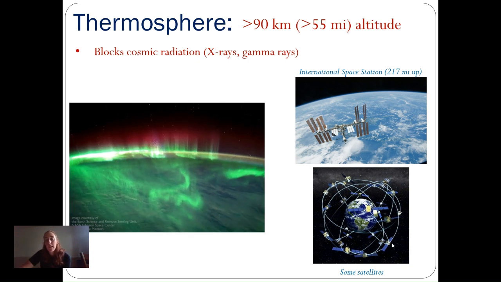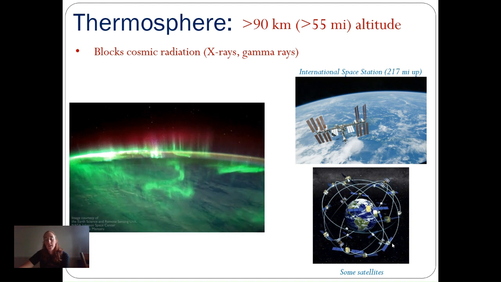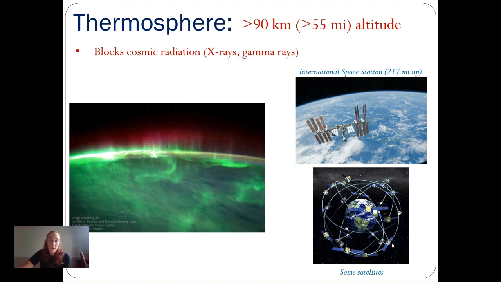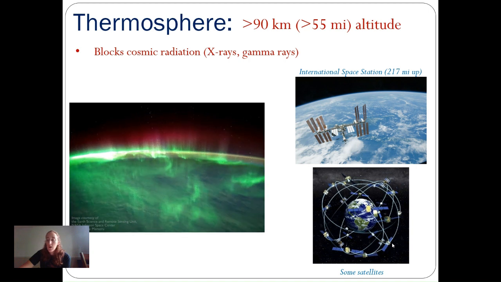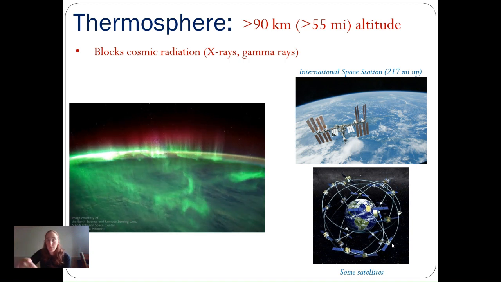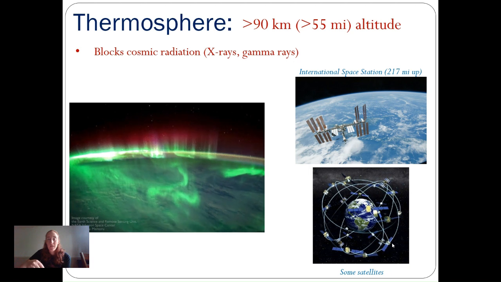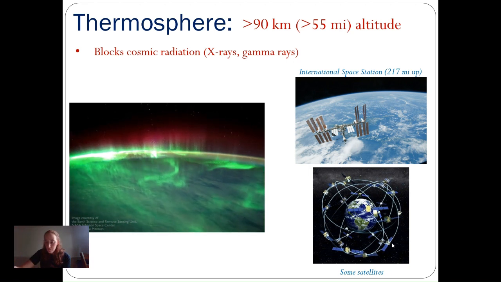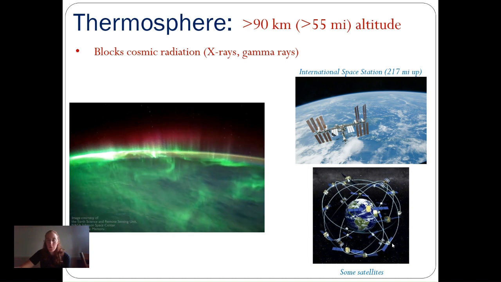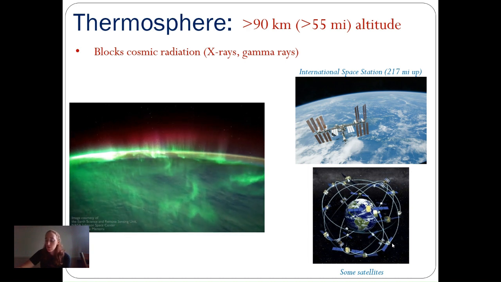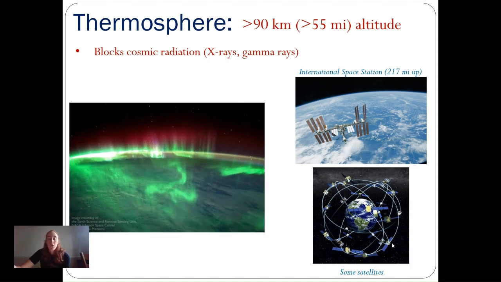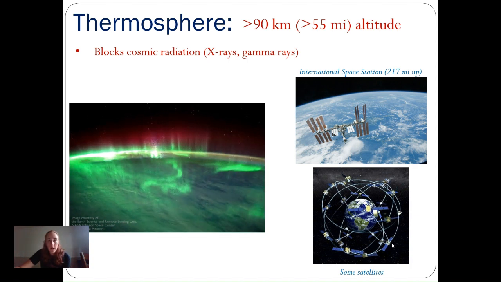And part of the reason, again, is that Earth is constantly being bombarded by radiation from the sun every minute of every day, and our thermosphere absorbs some of that radiation. If this is confusing to you, I will talk about this in the next set of lectures to help clarify what I mean by radiation. So the thermosphere blocks certain types of radiation from the sun.